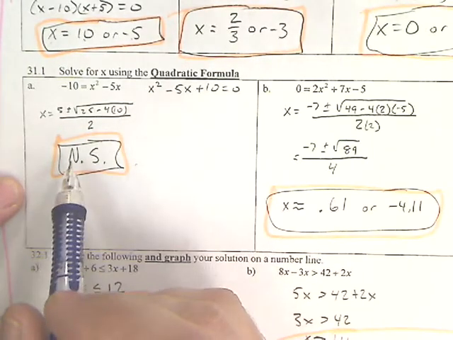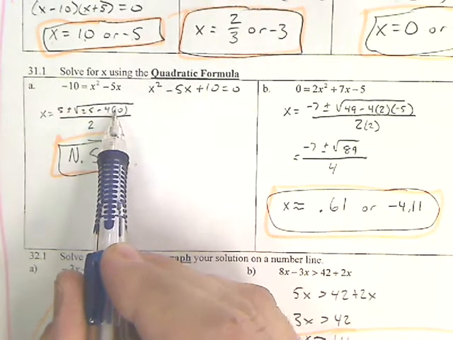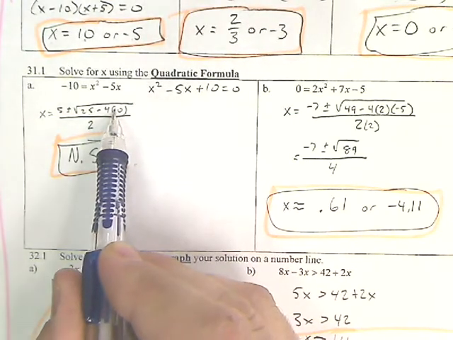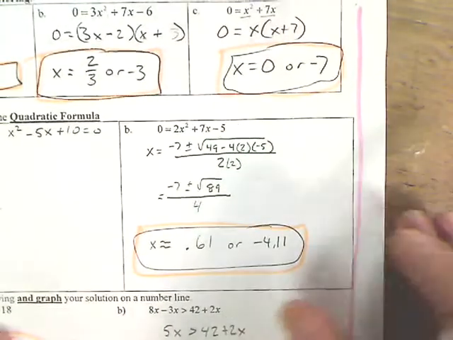First one is no solution because I have 25 minus 40, which is a negative number, and I can't take the square root of a negative number. So there's no solution to that one.